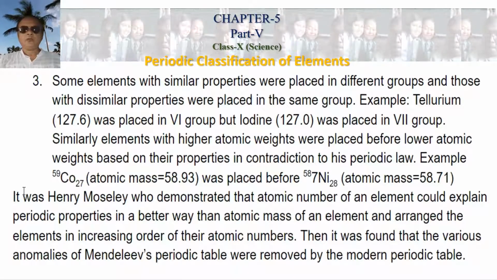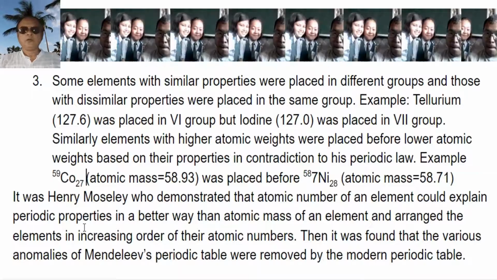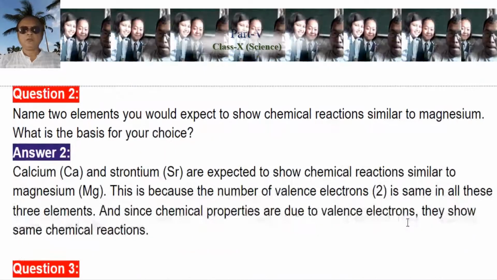the modern periodic table. It was Henry Moseley who demonstrated that the atomic number of an element could explain periodic properties in a better way than the atomic mass of an element, and arranged the elements in increasing order of their atomic numbers. Then it was found that the various anomalies of Mendeleev's periodic table were removed by the modern periodic table. Now we go to the next section.